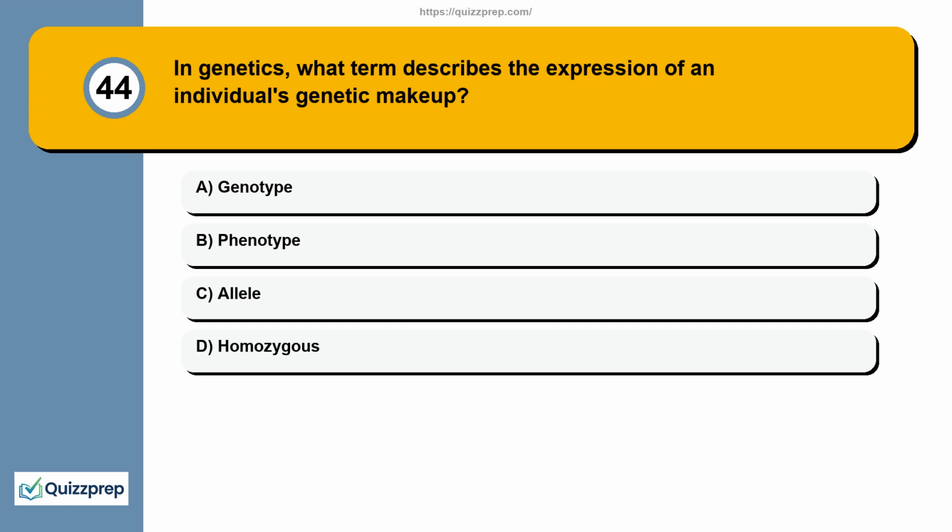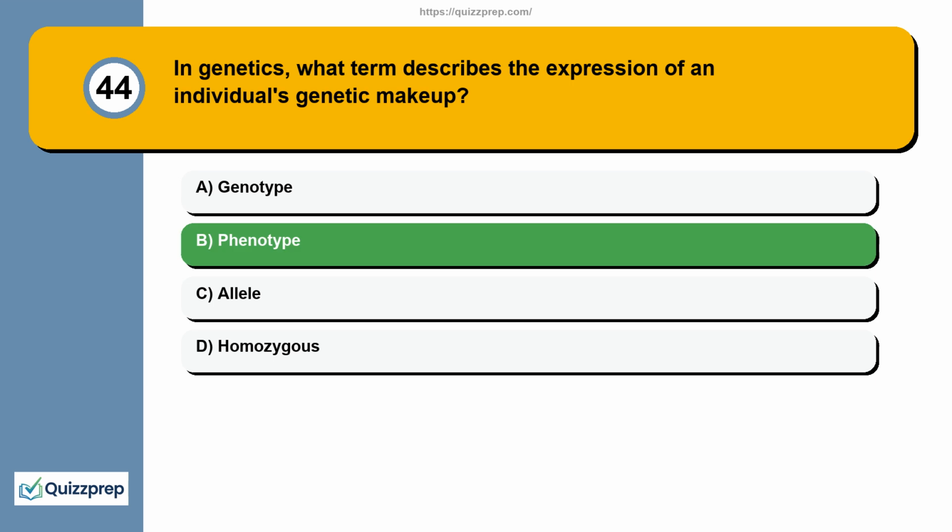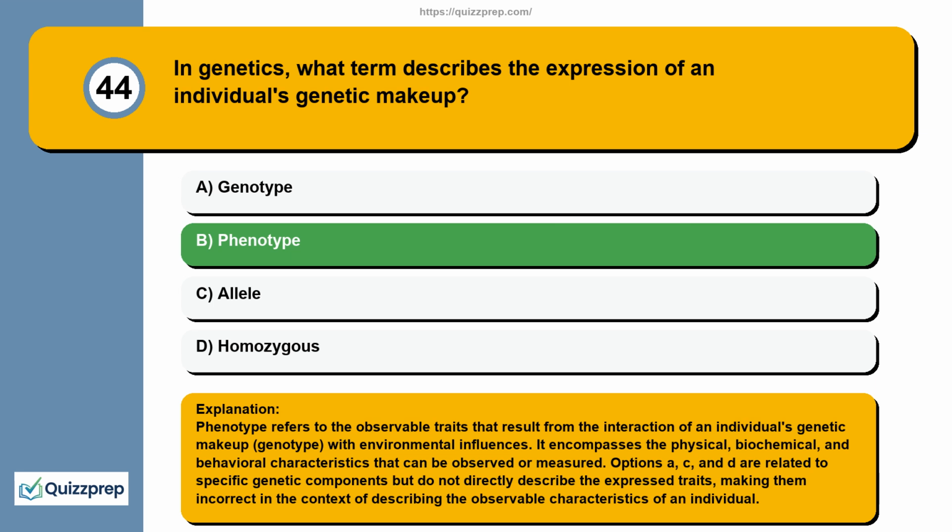Question 44. In genetics, what term describes the expression of an individual's genetic makeup? Genotype, phenotype, allele, homozygous. Phenotype refers to the observable traits that result from the interaction of an individual's genetic makeup, genotype, with environmental influences. It encompasses the physical, biochemical, and behavioral characteristics that can be observed or measured. Options A, C, and D are related to specific genetic components but do not directly describe the expressed traits, making them incorrect in the context of describing the observable characteristics of an individual.